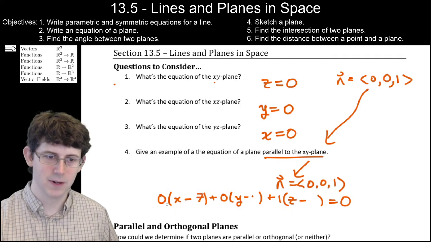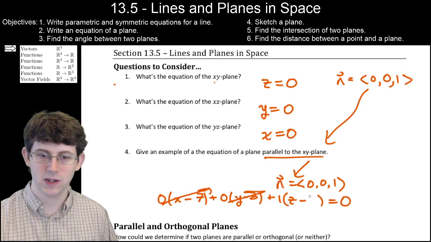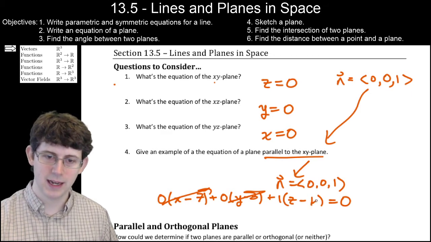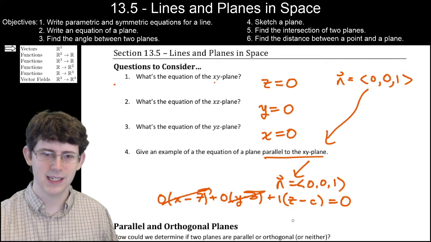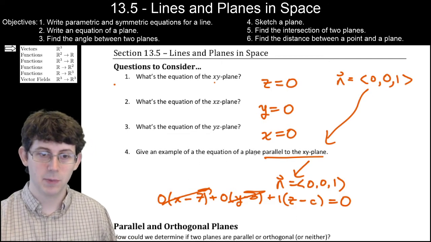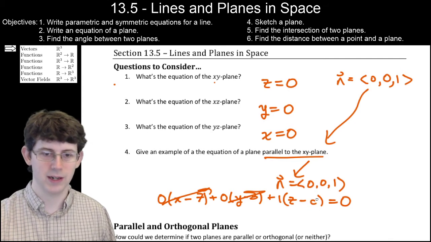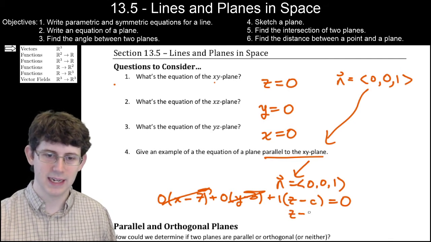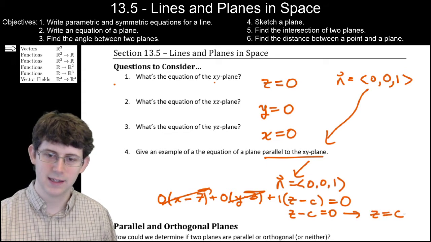It doesn't matter what you put in here, it's getting zeroed. It doesn't matter what you put in here, it's getting zeroed. So your only option is to put some constant here. Okay is such a bad choice for a constant. I guess I'll use c. So for the planes that are parallel to the xy plane, the only thing you could do is just put a number here. So you'd get z minus c equals 0. These are the planes that are parallel to the xy plane.